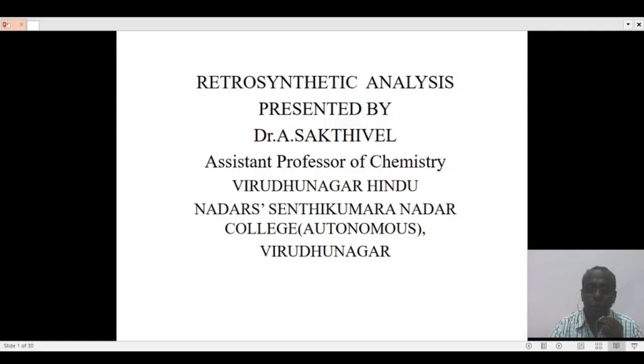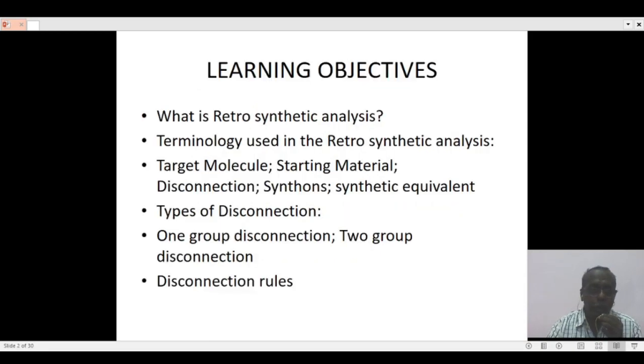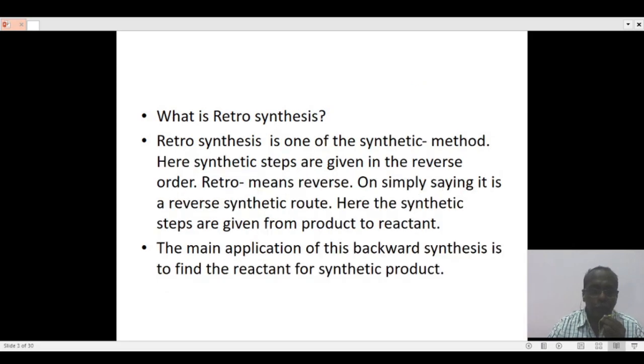Pleasure for me to meet you in the blended mode learning. In this class, we are going to study retrosynthetic analysis. The main learning objectives are: what is retrosynthetic analysis, then terminology used in retrosynthetic analysis: target molecule, starting material, disconnection, synthon, synthetic equivalent, types of disconnection, one group disconnection, two group disconnection, and disconnection rule.